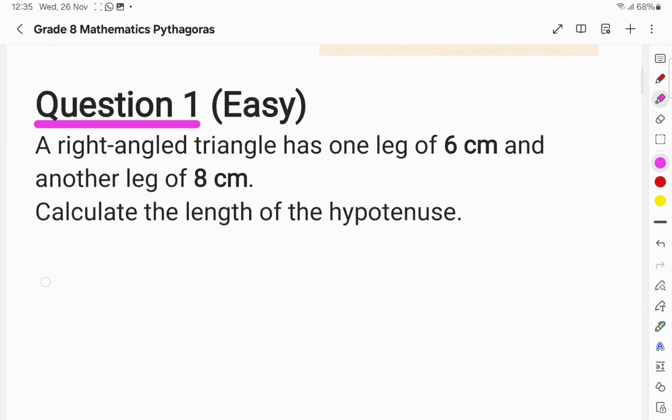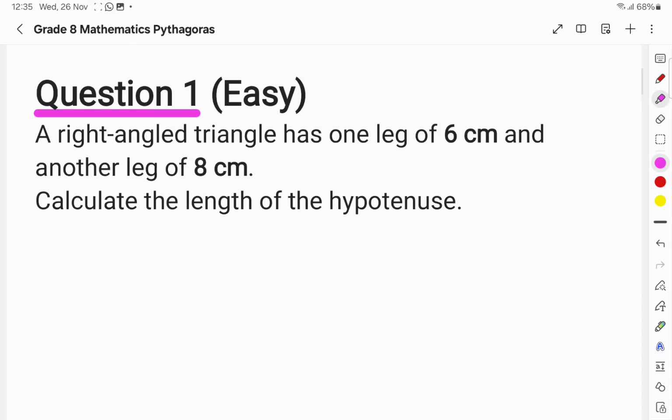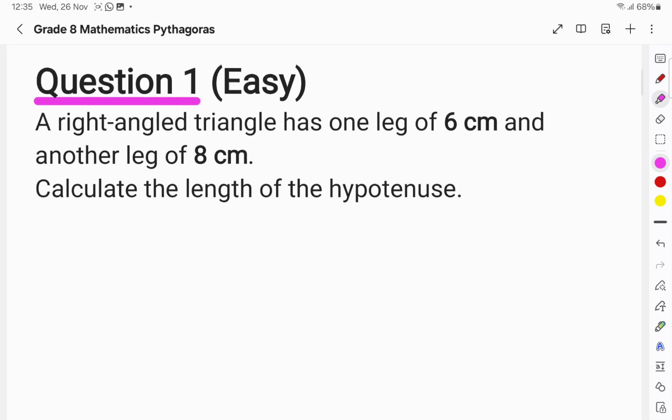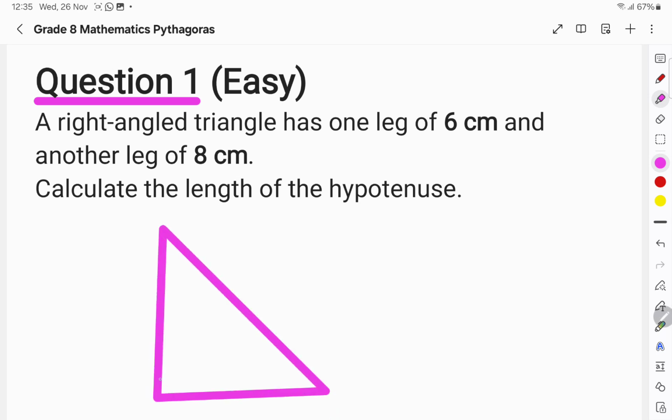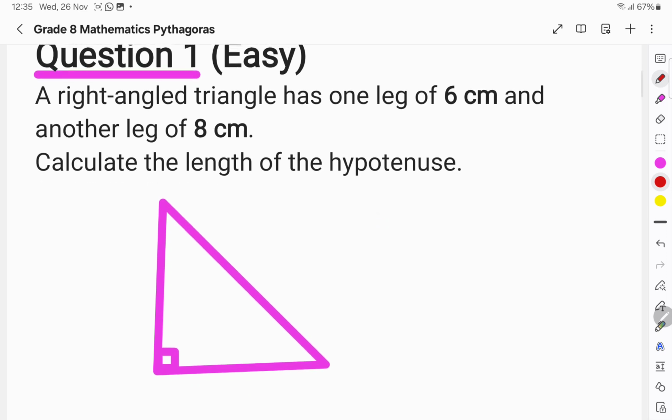Okay, let's look at a very easy question. A right-angled triangle has one leg of 6 centimeters and another leg of 8 centimeters. So let's draw our right-angled triangle, and we're going to label one side as 6 centimeters and the other as 8. Then it says calculate the length of the hypotenuse. So I'm going to mark that as x. And I've got this side as 6 centimeters and over here 8 centimeters.